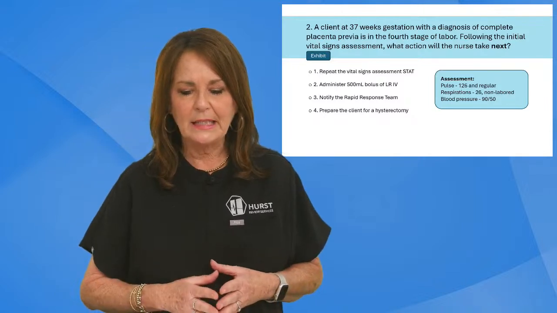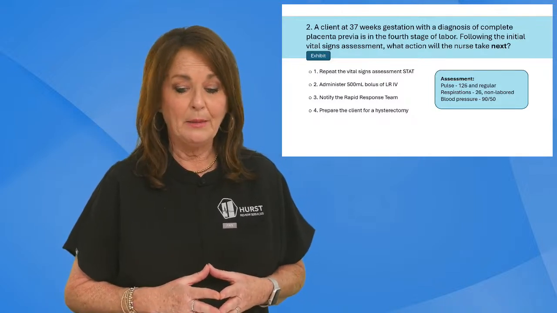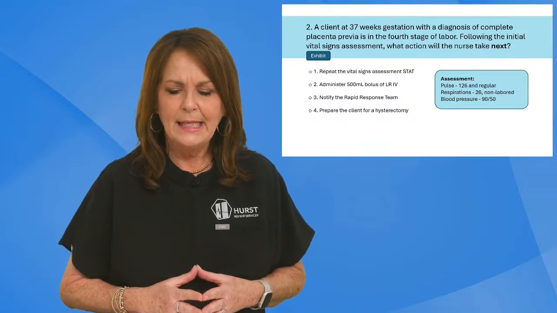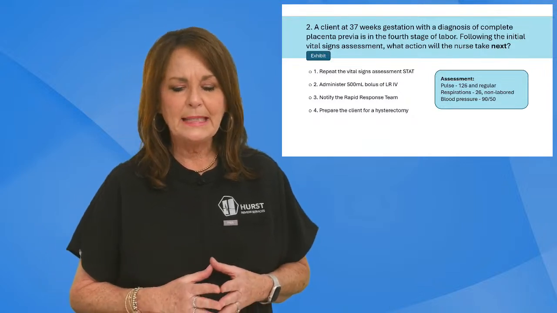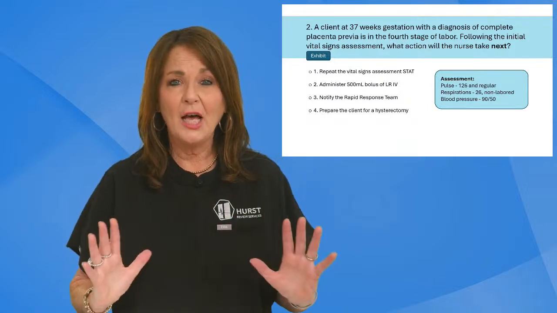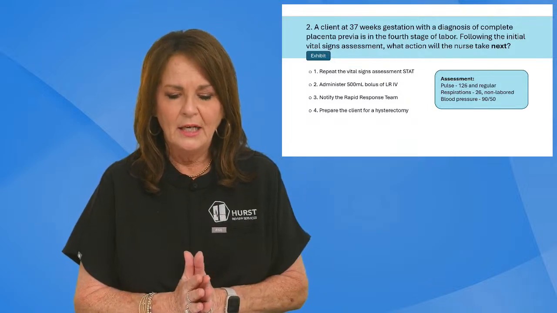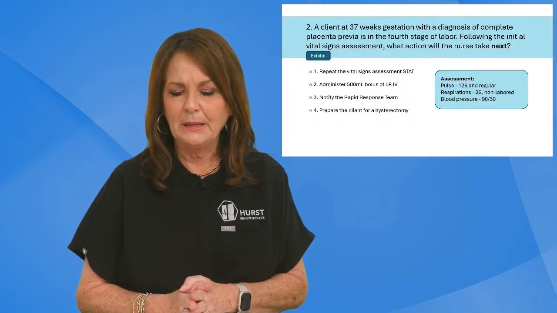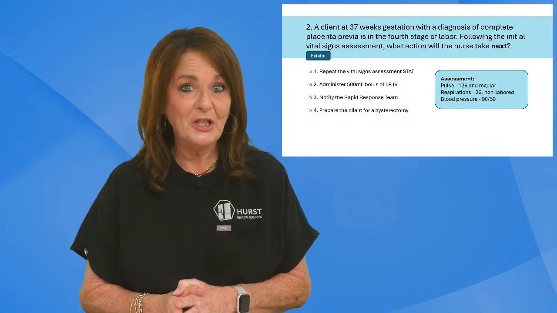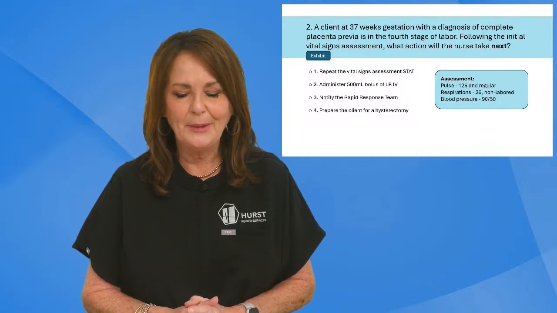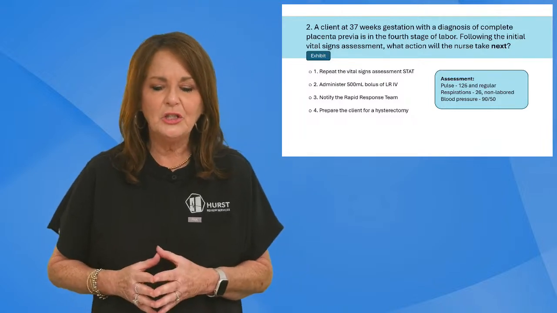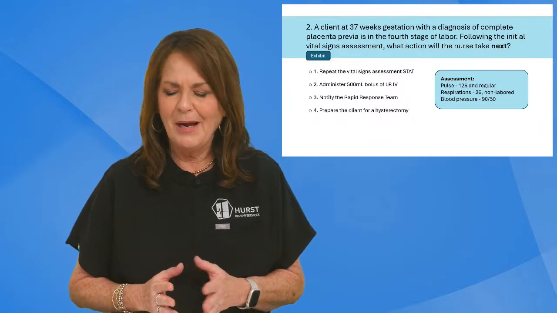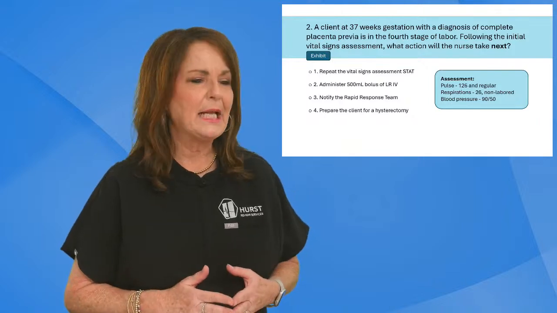Well, let's look at the cues together. The client delivered a baby, but they have placenta previa, right? Yes. Now, what is that? This is when the placenta is covering the vaginal opening, right? That's right. Now, it can be partial or complete. The question told us it is complete, and that is important information for us to know as nurses, right? Now, these clients are usually scheduled for a C-section, about 36 to 37 weeks gestation.